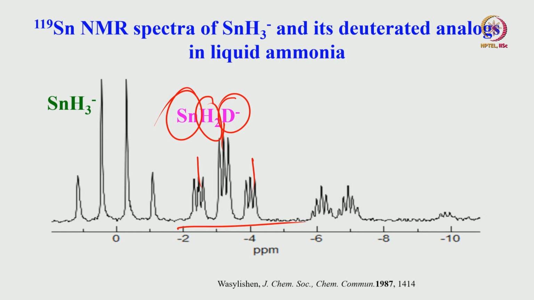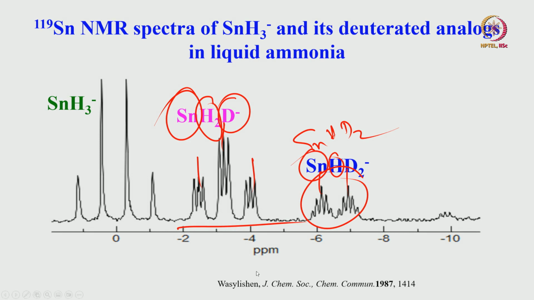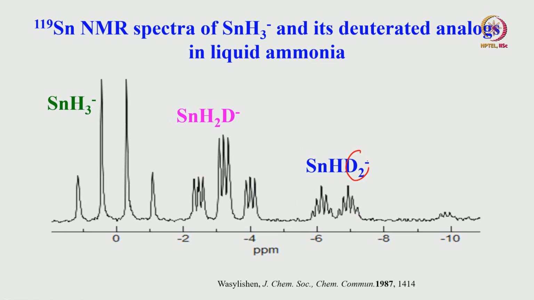Whatever the next one, I would say this is SnHD2. Why? Because this is a doublet because of proton coupling. So tin will split into a doublet, and then each line of the doublet is split by 2 equivalent deuteriums into a pentet like this.